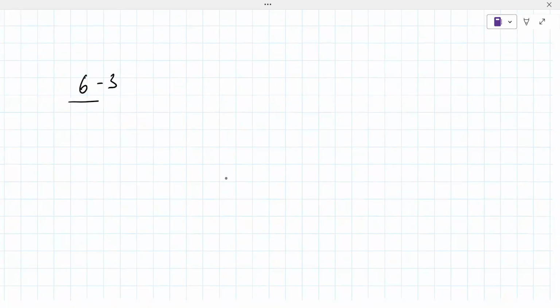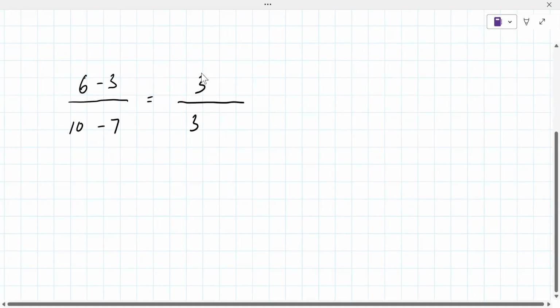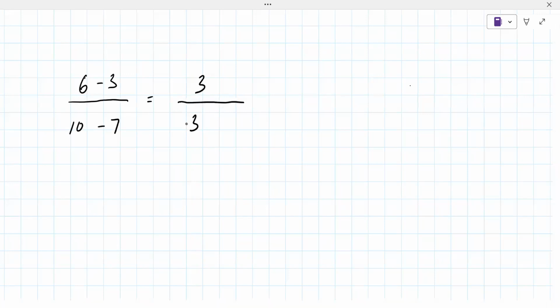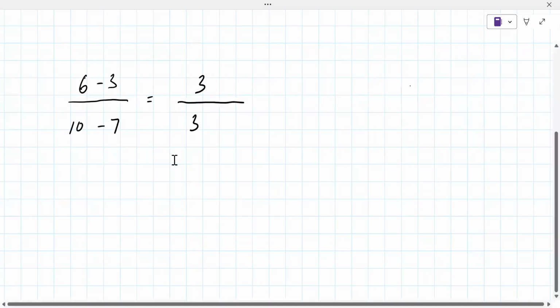Let's try another one here. Let's go 6 minus 3 over 10 minus 7. What does that reduce to? So top is 3, and then bottom would be 3. Now, does this work? Can you take 3 and divide it by 3? The question more generally is, can you take the same number and divide it by itself?